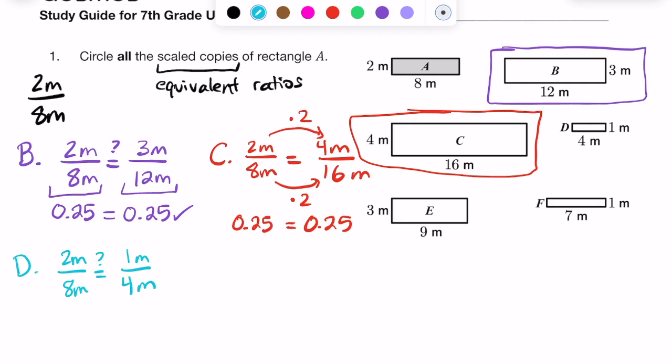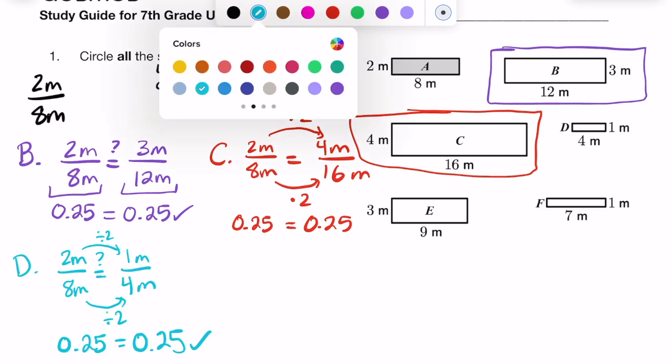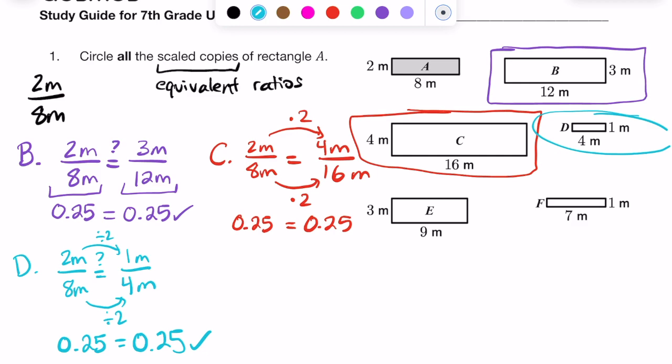We can do the same thing for D, see if these ratios are equivalent. Looking at this, to get from 2 to 1, I divide by 2, and 8 divided by 2 is 4. So these are going to be equivalent ratios because we can multiply or divide the numerator and the denominator by the same number, and we'll get an equivalent fraction or an equivalent ratio. But also we can just divide. 2 divided by 8 is 0.25, and 1 divided by 4 is 0.25. So that is an equivalent ratio. So again, another right answer, circling D.